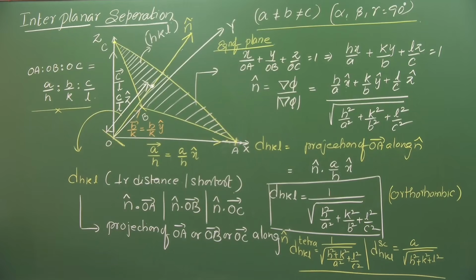Please write for tetragonal as well as simple cubic also. Simple cubic, a by under root h square plus k square plus l square, and tetragonal, 1 by under root h square plus k square by a square plus l square by c square.